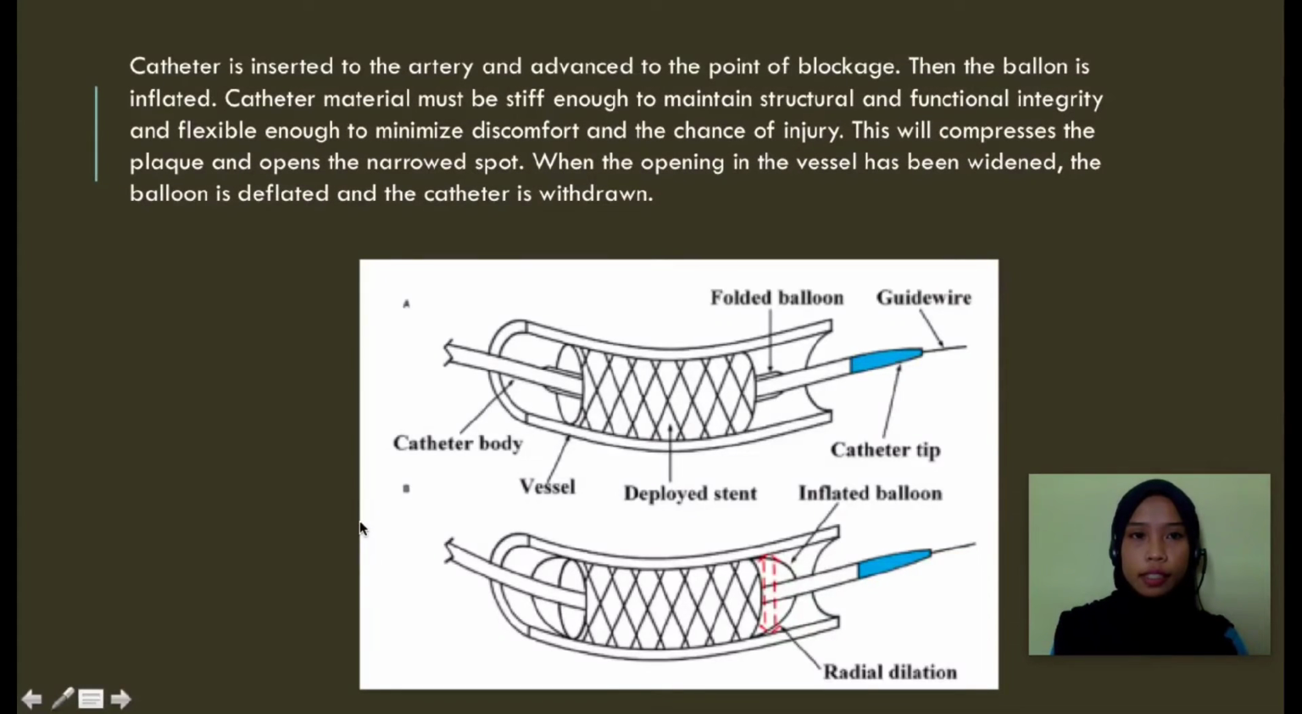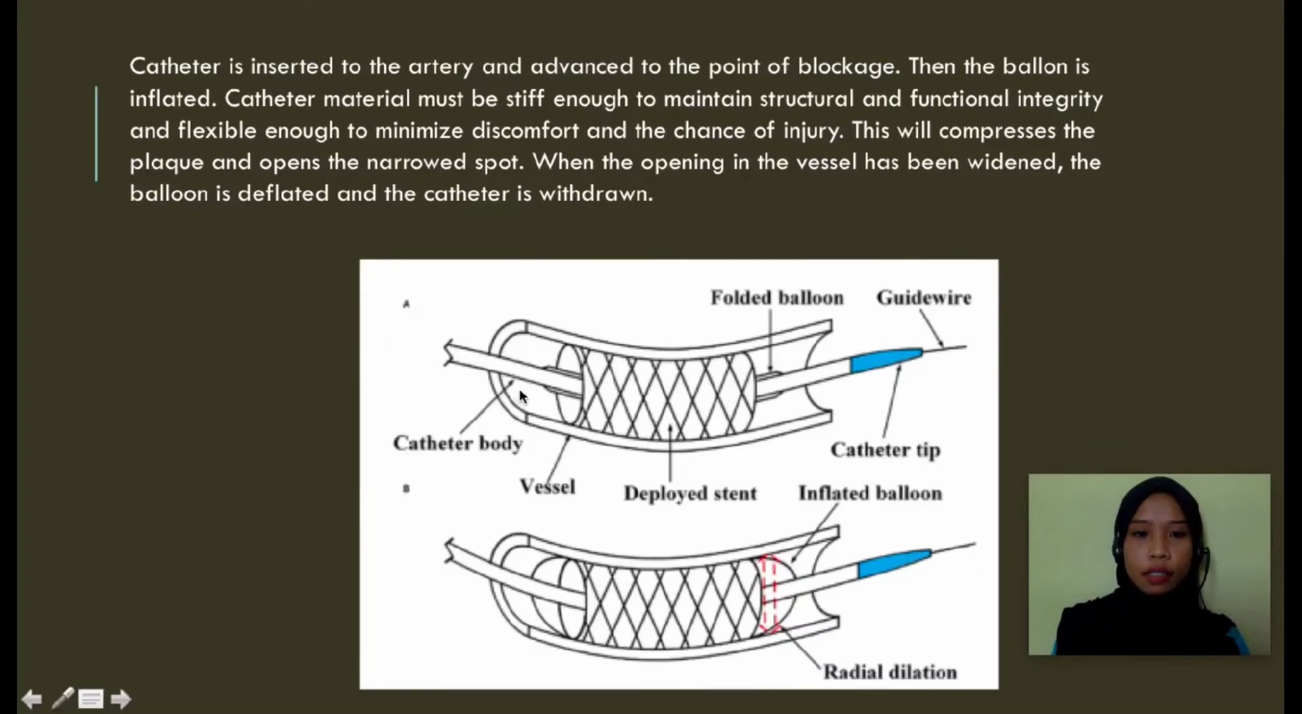The catheter is inserted to the artery and advanced to the point of blockage. Then the balloon is inflated. Catheter material must be stiff enough to maintain structural and functional integrity, and flexible enough to minimize discomfort and the chance of injury. This will compress the plug and open the narrowed spot. When the opening in the vessel has been widened, the balloon is deflated and the catheter is withdrawn.